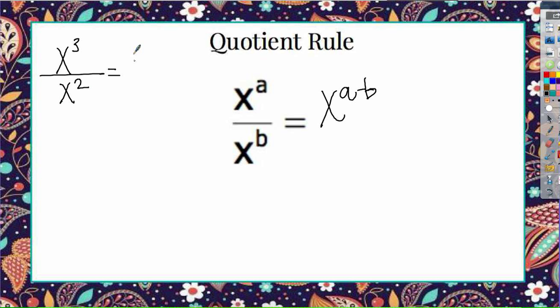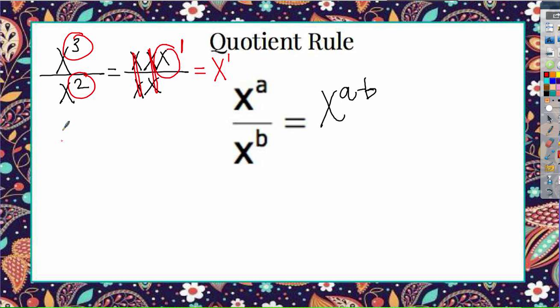Well, we know if we expanded it, it'd be x times x times x over x times x, and anything else over itself cancels, so we're really canceling out these sets, and we're left with x to the first power. So that came from subtracting the 3 minus the 2. So we know the shortcut now is to just subtract the top minus the bottom, and we get x to the first power. Well, what if it had been upside down?